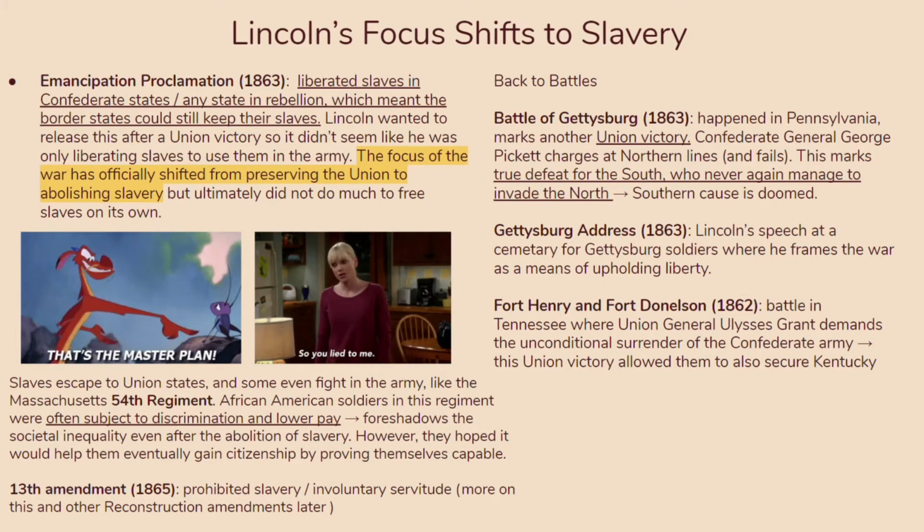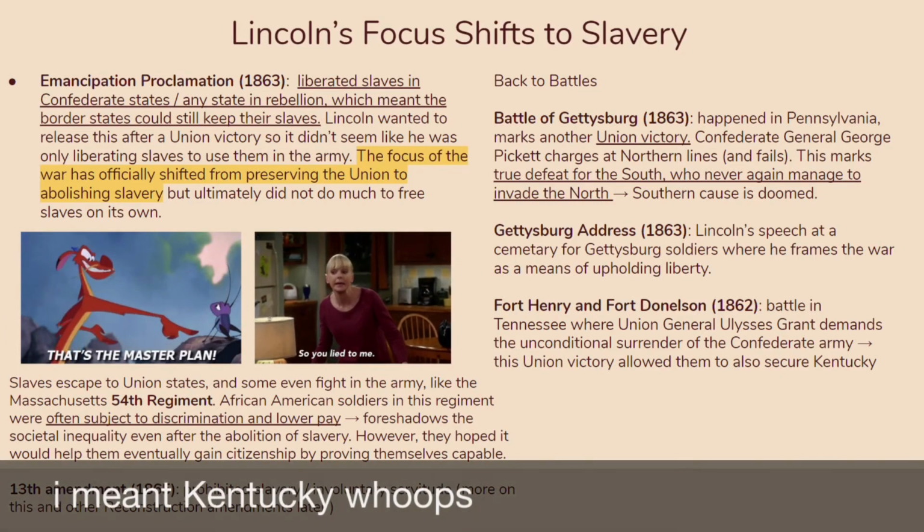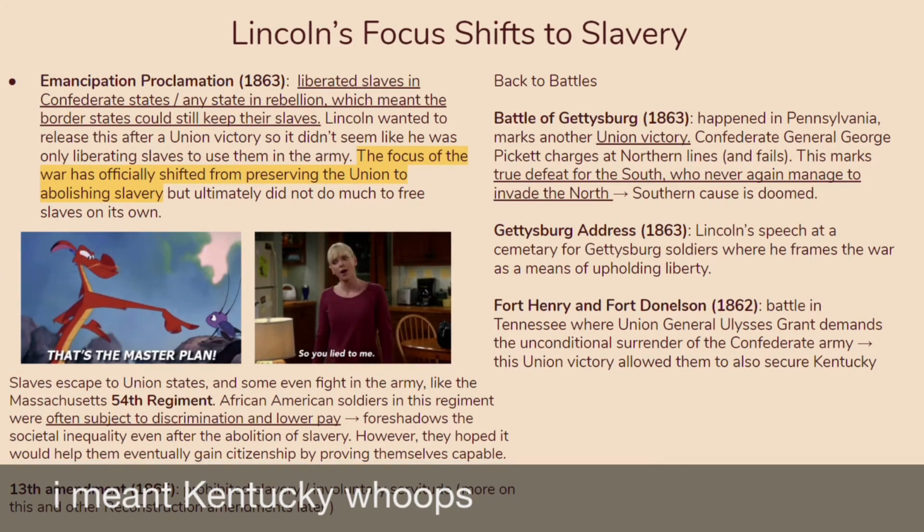Another one you should know about is Fort Henry and Fort Donelson in 1862. These ones aren't super important, but they do serve as good outside information, and they were in the textbook, so I decided to include them here anyways. This was a battle in Tennessee where Union General Grant demands the unconditional surrender of the Confederate Army. This is a Union victory that also allowed them to secure Tennessee.